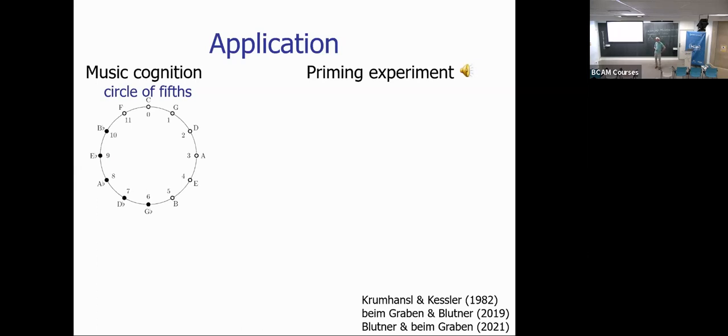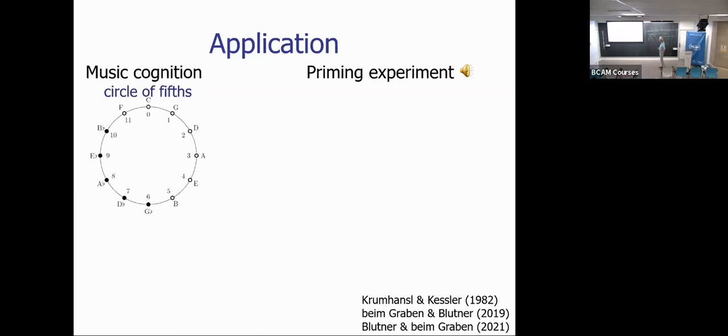Music cognition is related to scales and keys. And here's a representation that is often used in music psychology and in musicology. This is the so-called circle of fifths: the 12 tones of Western music, and also Chinese music, can be arranged in such an order that we have, for example, the tone C, followed by G as its dominant, and preceded by F as its subdominant, and so on. This is one basic ingredient of music psychology and musicology.